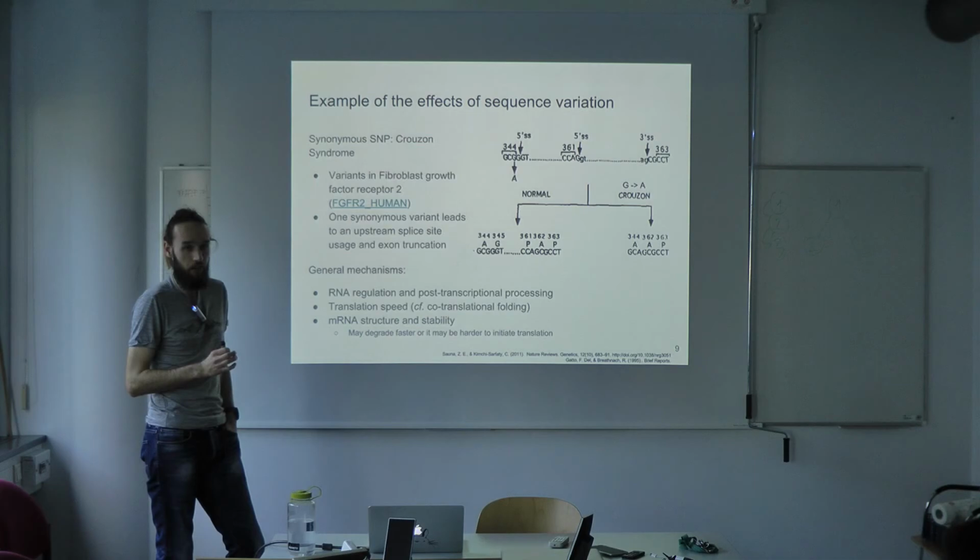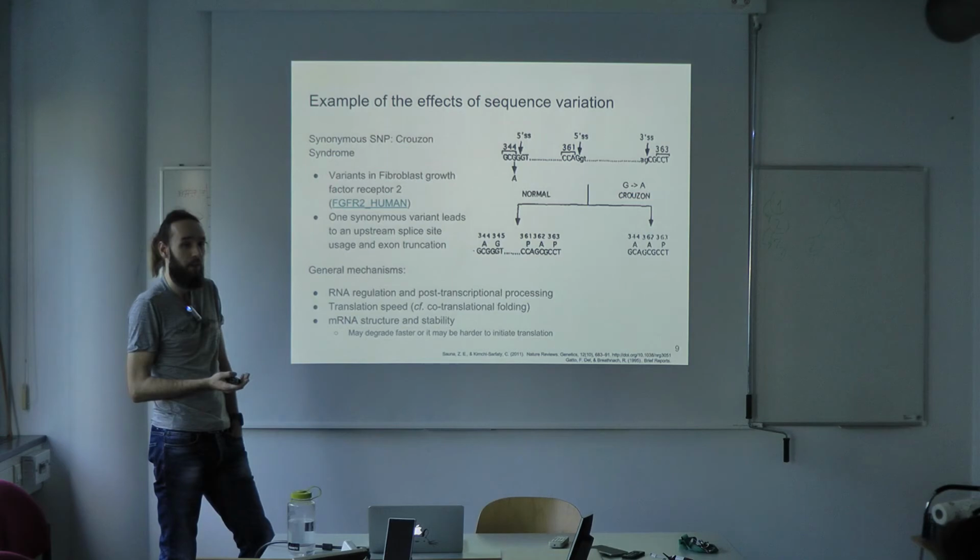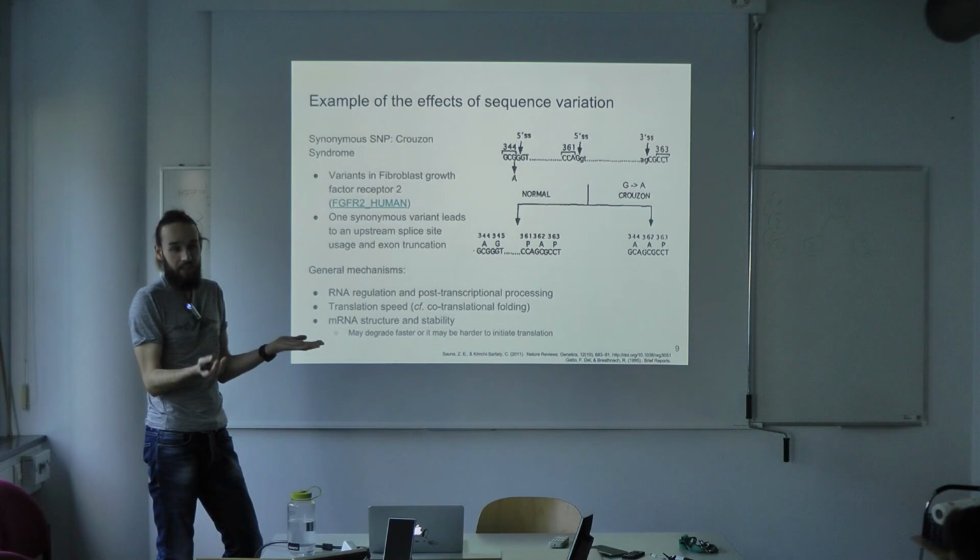And the splice sites are being recognized here by this AGGT, that's the 5' splice site, that's what the machinery for splicing recognizes here. And then AGCG here is the 3' splice site. So the splicing machinery recognizes these two motifs and cuts out what's in between, because we don't want the intron as part of the protein.